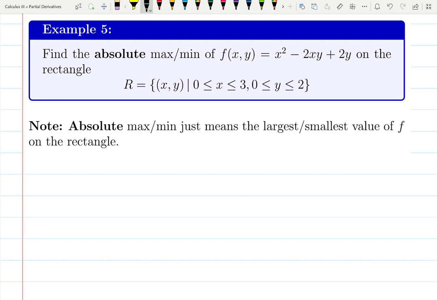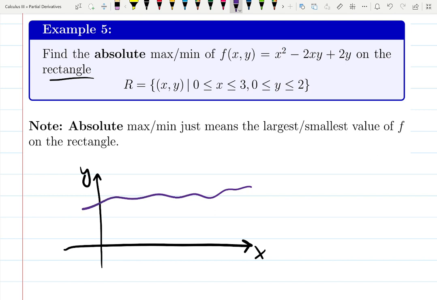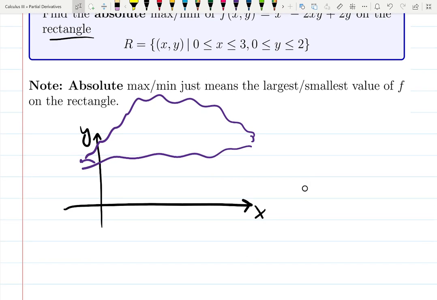Let's do it. Let's sketch the graph. So there is a surface. The surface is x squared minus 2xy plus 2y. And it needs to be only checked above the rectangle R. This is a fancy way to write down the formula of a rectangle. You need to learn how to read it. STEM majors, we do it quite a lot. So again, there's a surface above all of this, right? A surface of some kind of shape. It has its own maximums and minimums, but we need to look only at the rectangle.